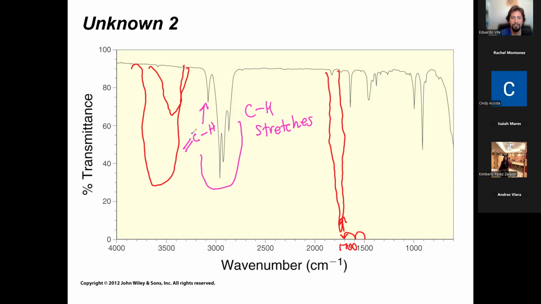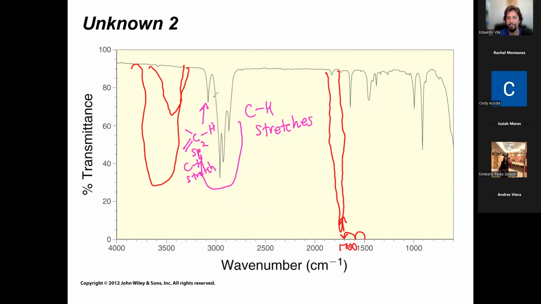Remember this one? This would be your sp2. That's right, sp2 CH stretch right here. And at this point, you look for it because there's nothing else. There's no OH, there's no NH, there's no wizard's beard, there's no carbonyl. So you start looking at the CHs.